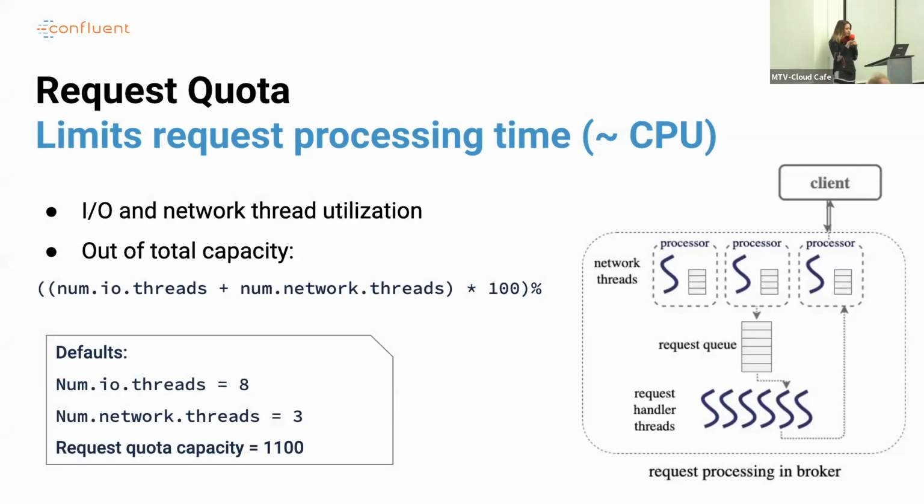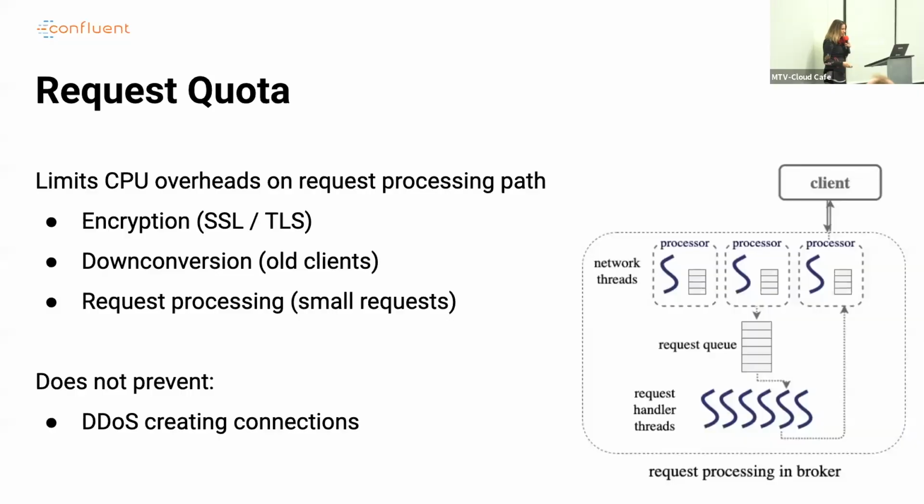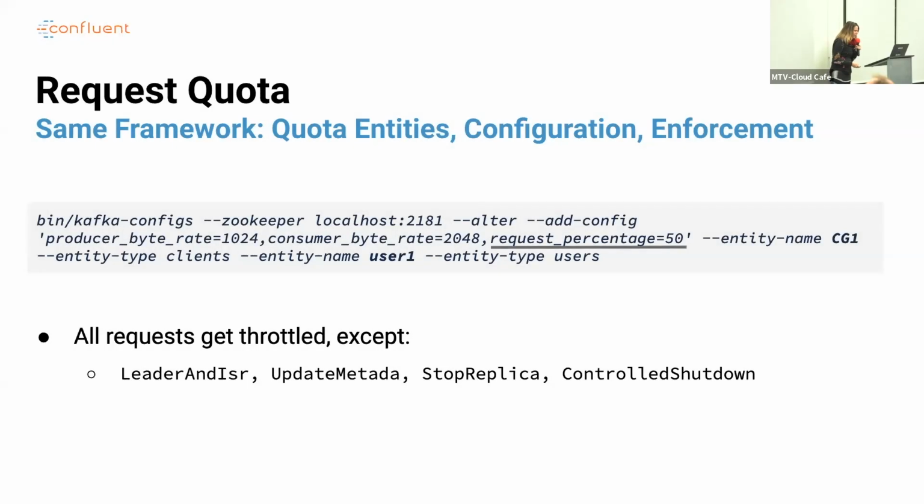The first thing to remember is that when you allocate request quota, you allocate out of that capacity, which is basically time on network, no, not time. It's the number of I/O threads plus the number of network threads, multiplied by 100. By default, we have 8 I/O threads and 3 network threads, so 1100 is your capacity. That already sounds, honestly, too complicated. Okay, and then I will come back to what to allocate.